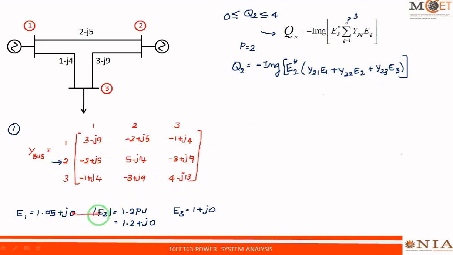E1, E2, E3, all the values are given here. So substituting all these values, we will get minus imaginary part of E2 conjugate, that is 1.2 minus J0, into Y21. Y21 is this element, that is minus 2 plus J5. So that becomes minus 2 plus J5 into E1. E1 is 1.05 plus J0, plus Y22. Y22 is 5 minus J14.